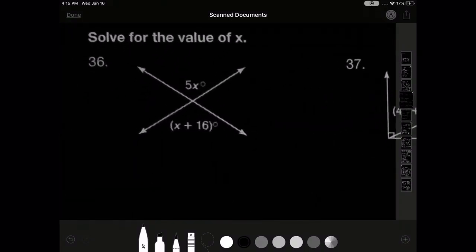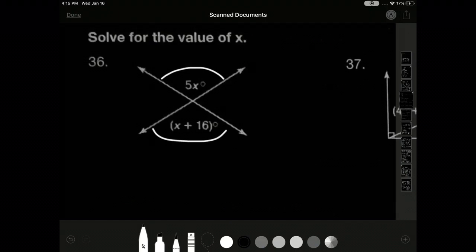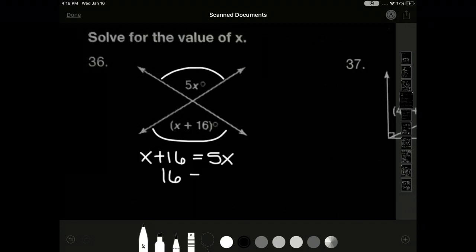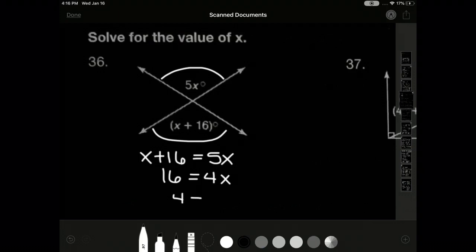In 36, we're solving for the value of x. Now here we have vertical angles. Since they would form our bow tie, right, they're congruent to one another. So we can write x plus 16 equals 5x. And when we subtract x, we get 16 equals 4x. And then we can divide by 4, so we get 4 equals x.